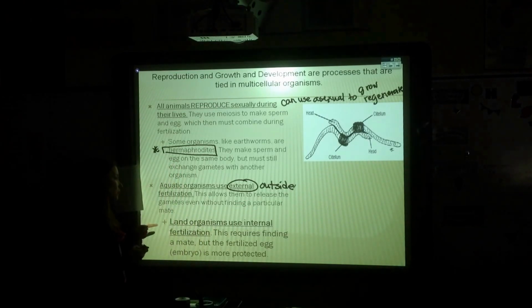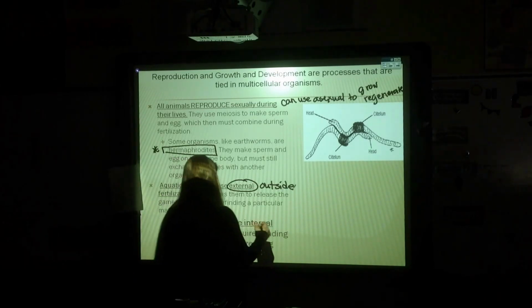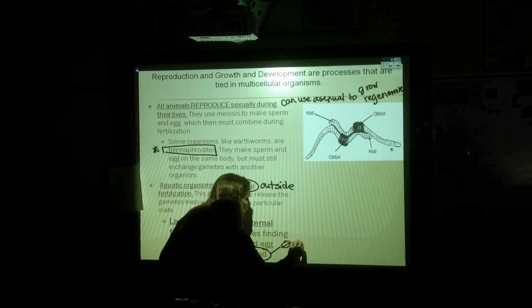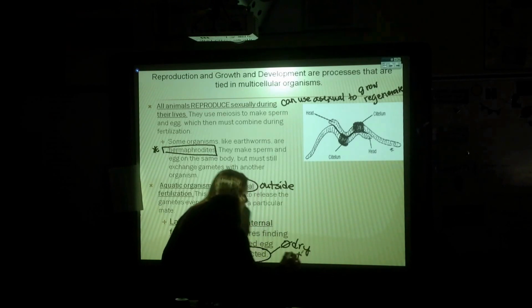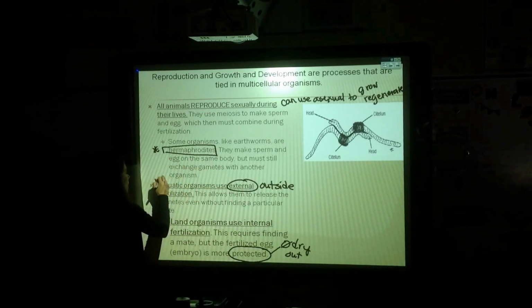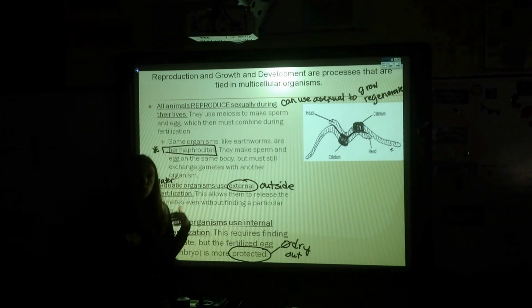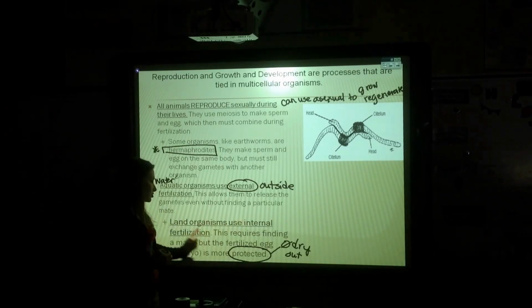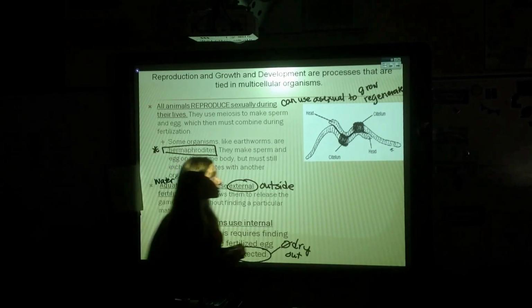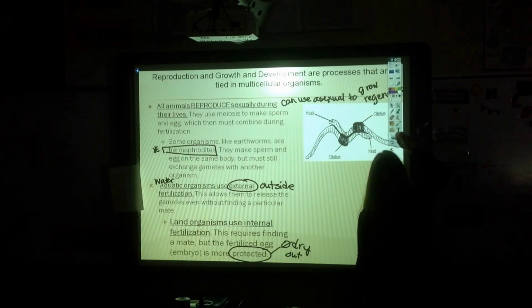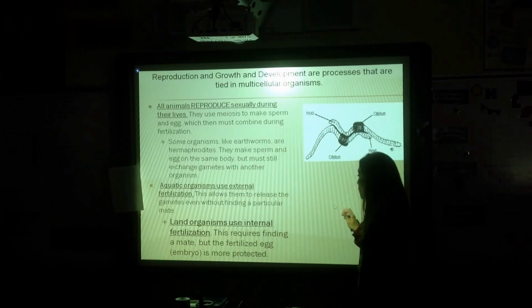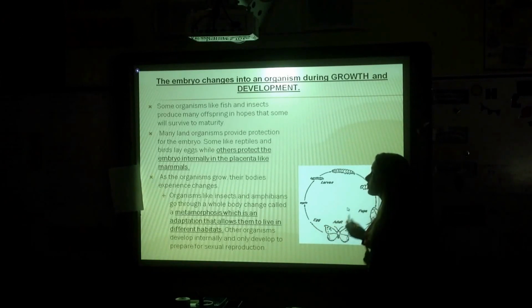Land organisms use internal fertilization. Next to internal, where it says the fertilized egg is more protected, this means it will not dry out. So if you live in an aquatic or water area, then the eggs and the sperm will be fine. They won't dry out. But if you live on land, land animals use internal fertilization. This requires finding a mate, but the fertilized egg is more protected. So when we talk about reproduction, animals use sexual reproduction, but they do have adaptations to help them perform in sexual reproduction in different ways.